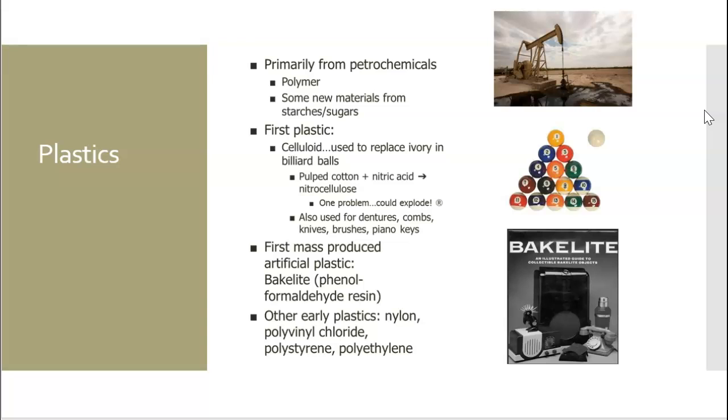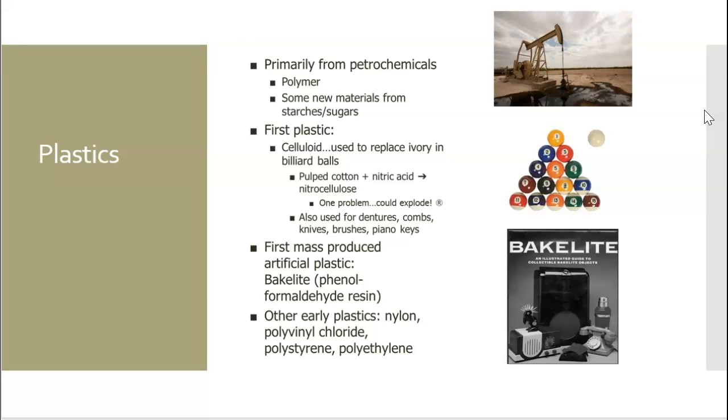So we know that plastics are made primarily from petrochemicals, meaning from oil, right? They're a polymer. Different polymer chains result in different types of plastics. So plastic is very different from one type to another. There's literally hundreds of them, if not thousands of types of plastics. The first plastic was celluloid, and we still use cellulose, and it was used to replace ivory in billiard balls. Good idea, right? We shouldn't be shooting elephants to make billiard balls and piano keys.